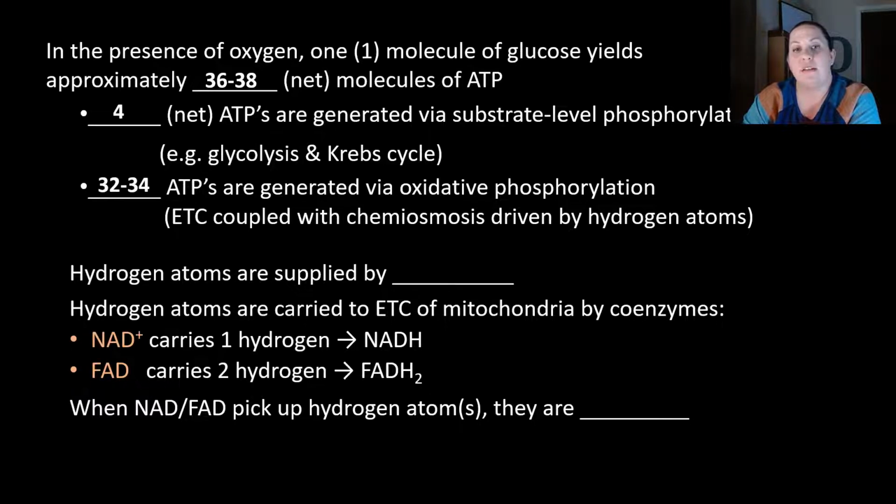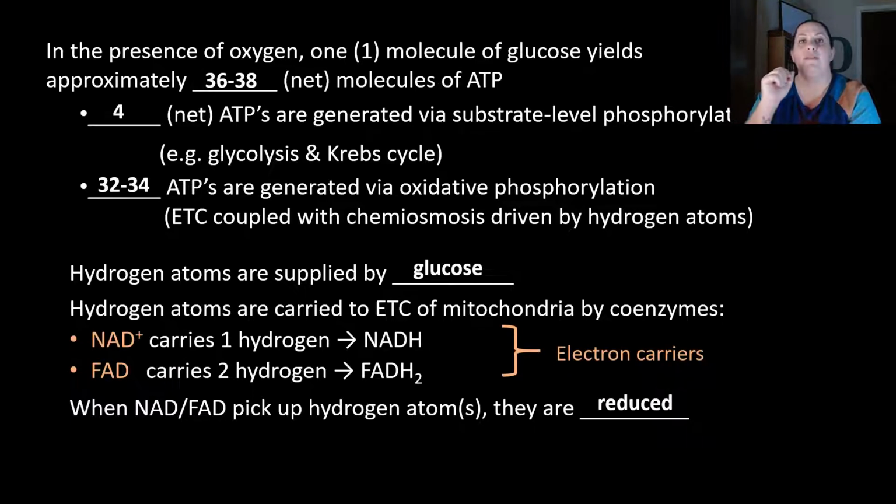Hydrogen atoms are supplied by the glucose, the sugar, and these hydrogen atoms are carried to the electron transport chain of the mitochondria by the coenzymes NAD+, which becomes NADH, and FAD, which becomes FADH2. When NAD and FAD pick up their hydrogen atoms, they are reduced. Remember, if they accept the hydrogens, they become reduced. And remember that these are not just hydrogen carriers, they are also electron carriers.